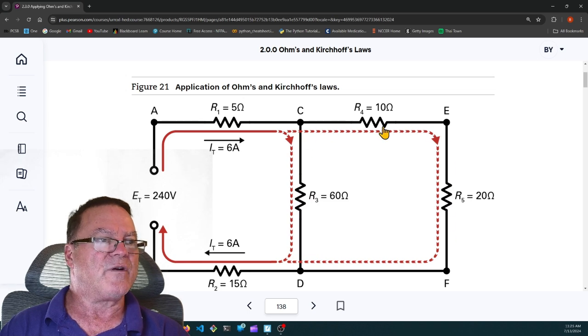R4 and 5 are in series. R4 and 5 are parallel to R3. And R2 is in series with everything else. And look, it shows us that through R2 we have the total current of 6 amps, and through R1 we have the total current of 6 amps. So now we can figure out what we need to know.